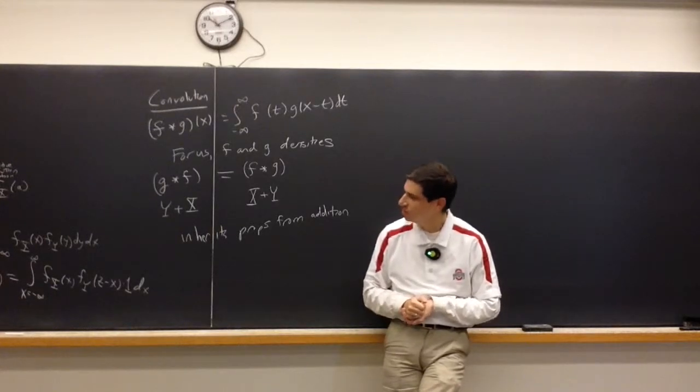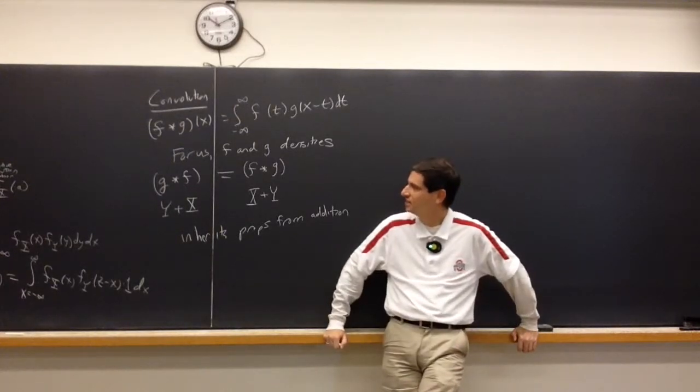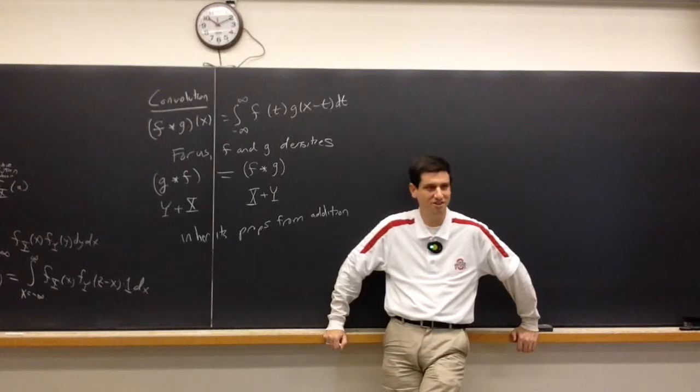Unfortunately, if you look at convolutions, it's not that clear what is f star g. Right? How would you actually calculate f star g? What would you have to do?